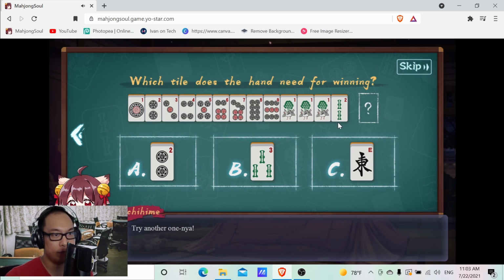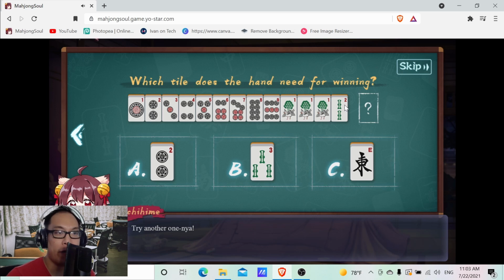Now, there are 2 ways to win this. One is that we have this 2 as our pair. But there's also another way to win, and I think you guys can see it. We have to split this triplet into a pair plus an incomplete sequence. Since it's 1, 2, obviously we need 3. So you either need 2 of bamboo or 3 of bamboo, and we're only given 3 of bamboo, which is B.